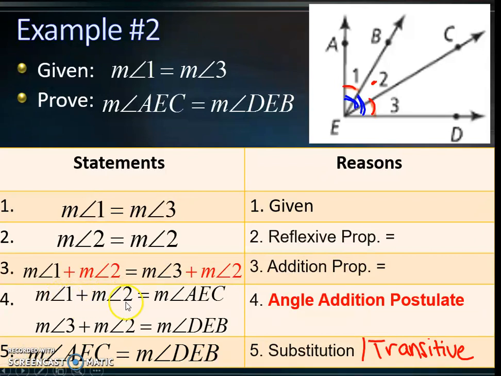Because if these two equal each other, that means these two equal each other. So you can write substitution, because you substituted angle 1 and 2 instead of this, 3 and 2 instead of that. Or you can say it's transitive property, because if these two equal each other, these two equal each other, and these two equal each other, right? AC equal to DEB. So you can write the properties. Either way is correct, substitution or transitive.